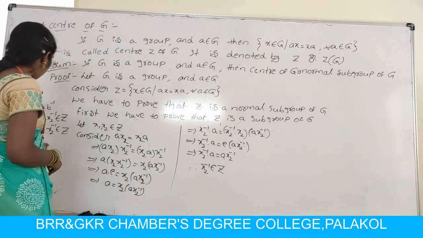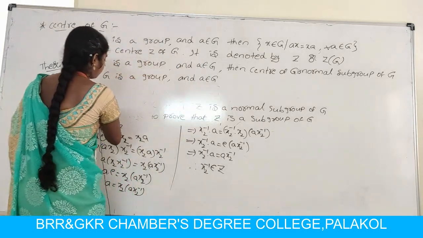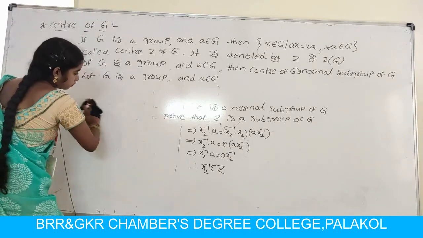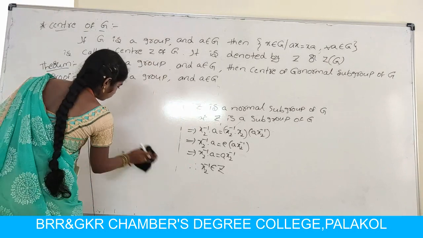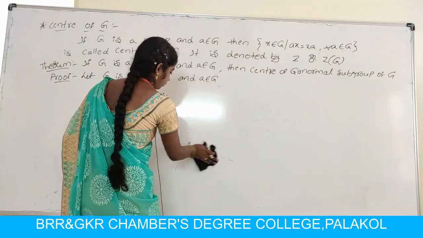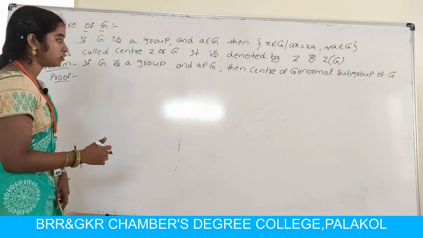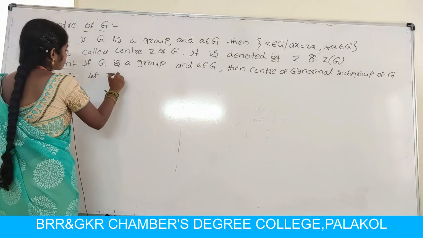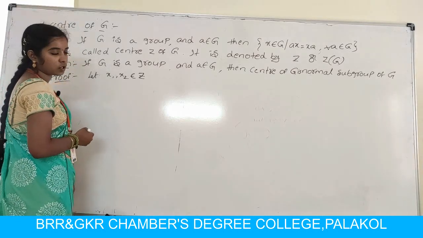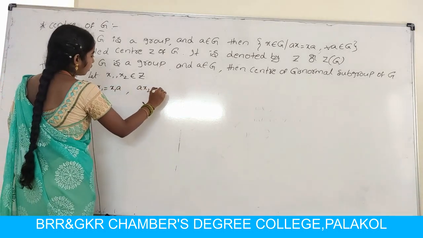Next we have to show that x1 into x2 inverse belongs to Z. So let x1 x2 belongs to Z. Consider Ax1 equal to x1A, Ax2 equal to x2A.